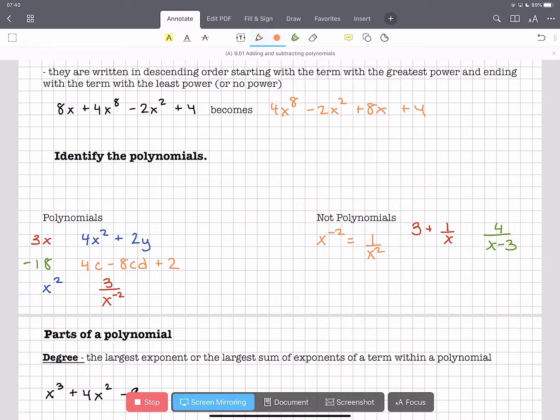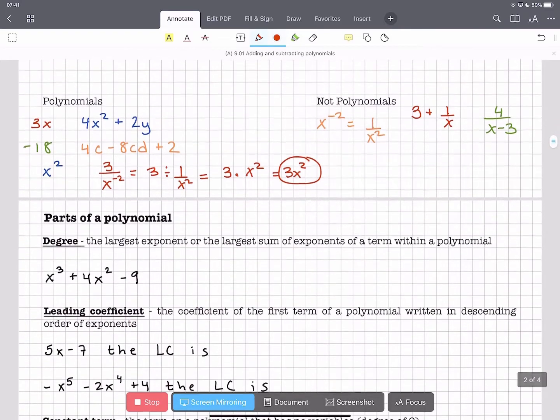But when I simplify this, I end up with 3 divided by 1 over x squared. And then I multiply by the reciprocal. So the answer is actually 3x squared when simplified. So that is a polynomial. So again, you have to be careful that you've simplified some of these terms into their simplest form. That way you can make a proper judgment.